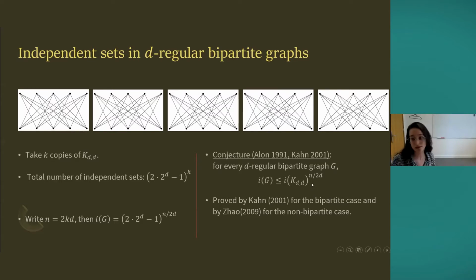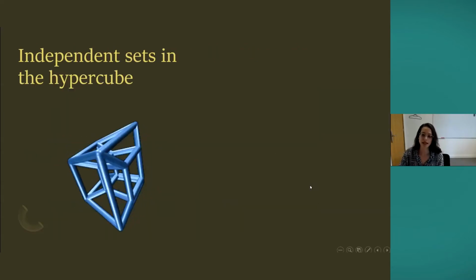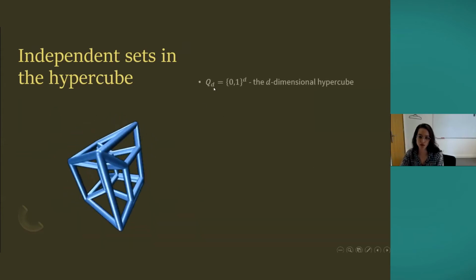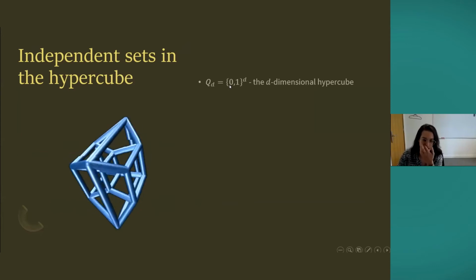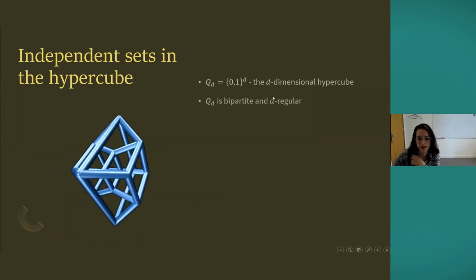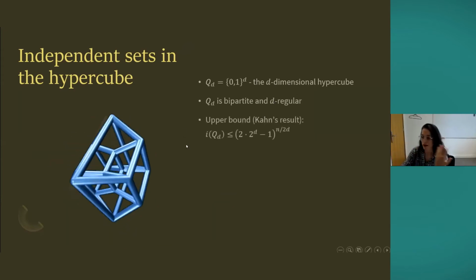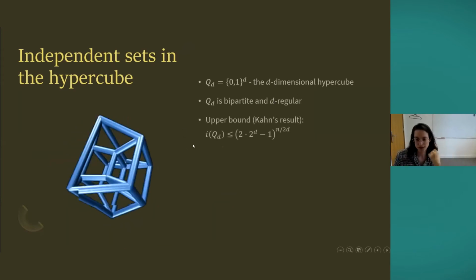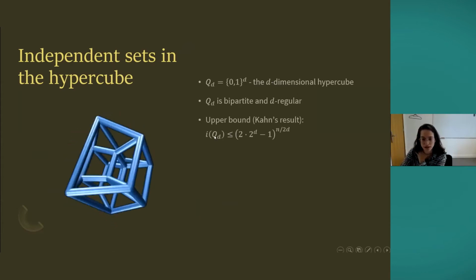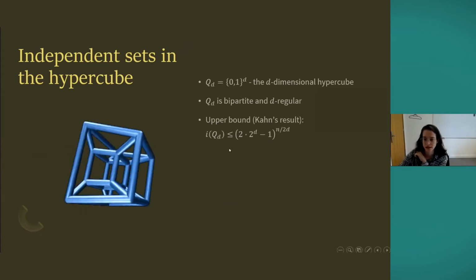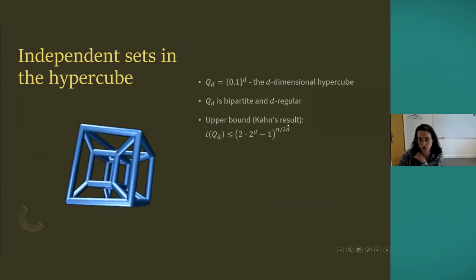Now let's move to the hypercube, which is a d-regular bipartite graph. Q_D is {0,1} to the D, the D-dimensional hypercube. We know that it's bipartite and it's d-regular, and we have the upper bound that we saw before, according to Kahn. So the total number of independent sets in the D-dimensional hypercube will be at most this thing.